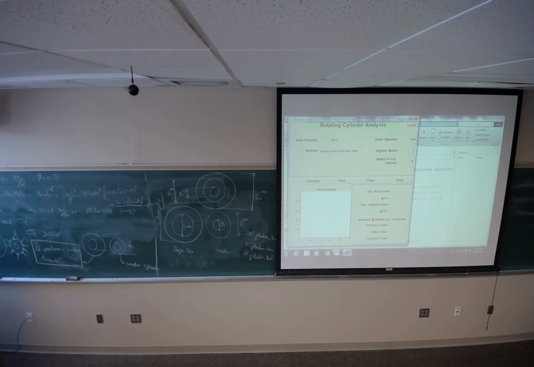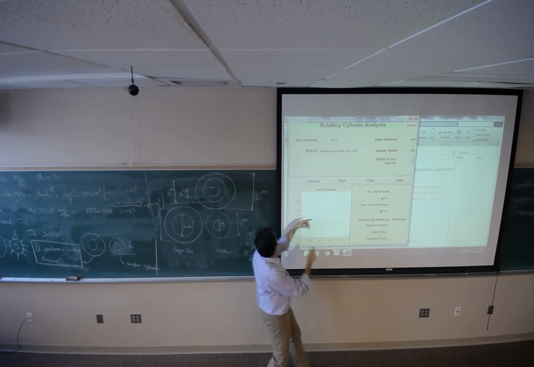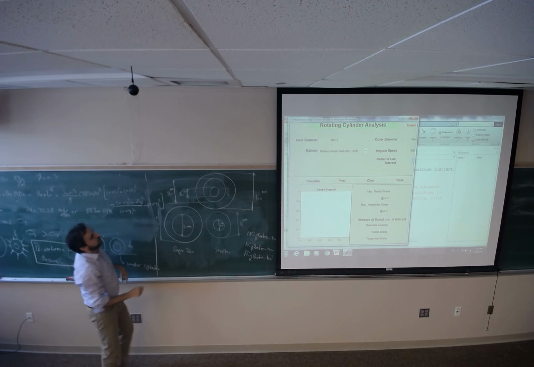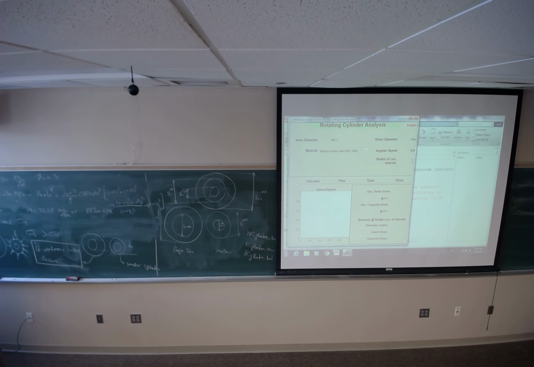So the angular speed that I got is 9288. We just want to check something. At which radius are you looking for the stress? So I'm looking for the stress at this radius, which is 40. You can pick another radius. What I want to get is this.